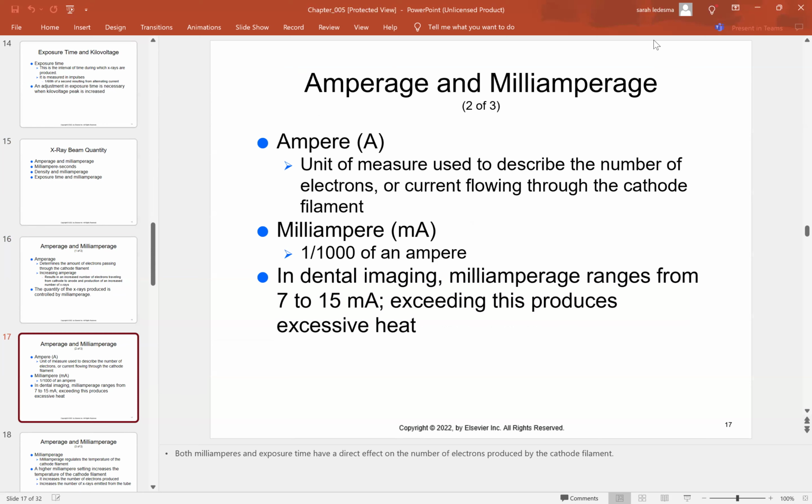Amperage is a unit of measure used to describe the number of electrons or current flowing through the cathode filament. A milliampere is 1/1000th of an ampere. In dental imaging, milliamperage ranges from 7 to 15 mA. Exceeding this produces excessive heat.